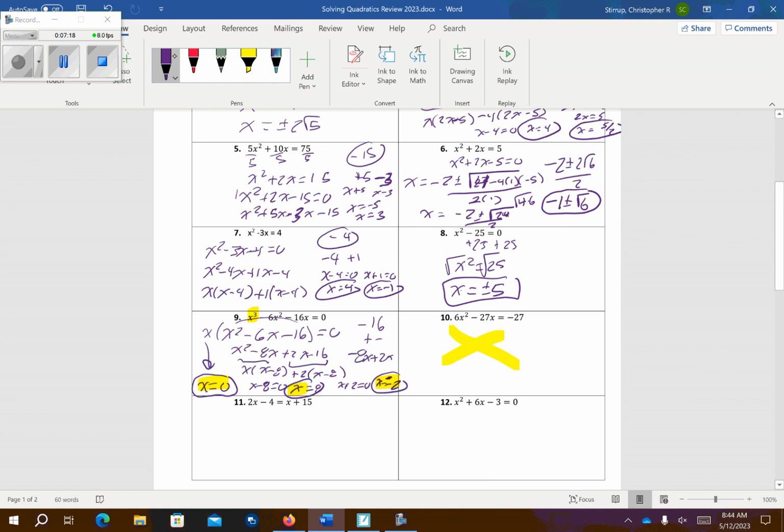All right, this next one, notice I don't have any x squared, so I'm going to subtract x from both sides. Those are going to cancel, and that's going to give me x right here, or 1x. Then I can add 4 to both sides, so x equals 19, so there's only one answer.